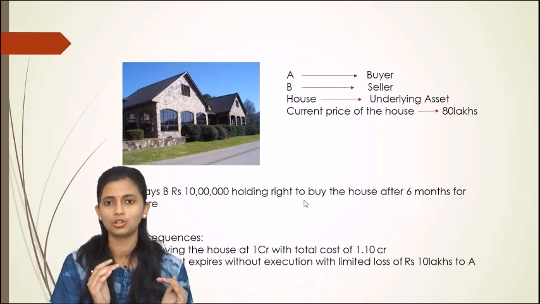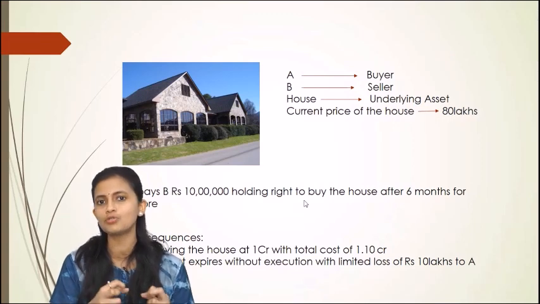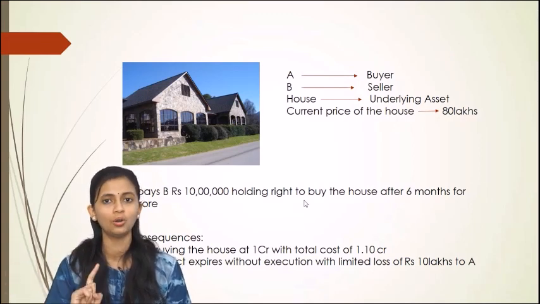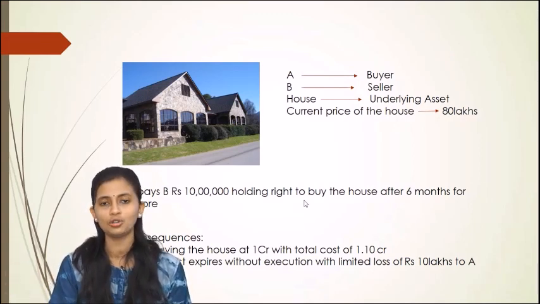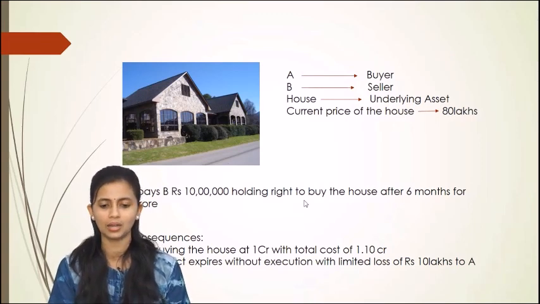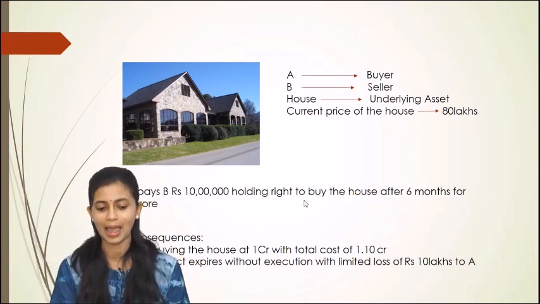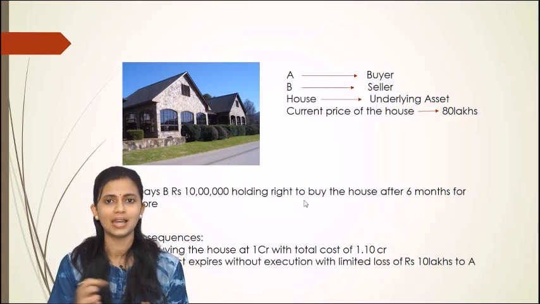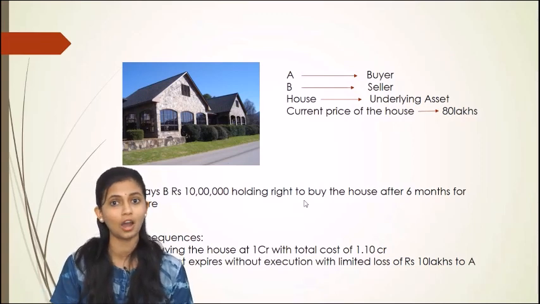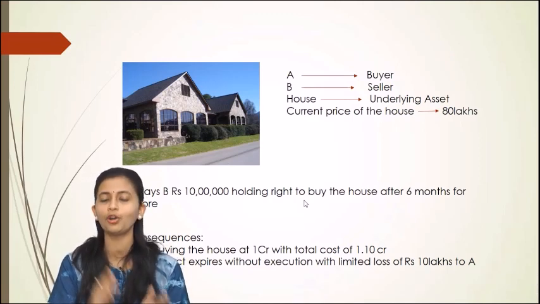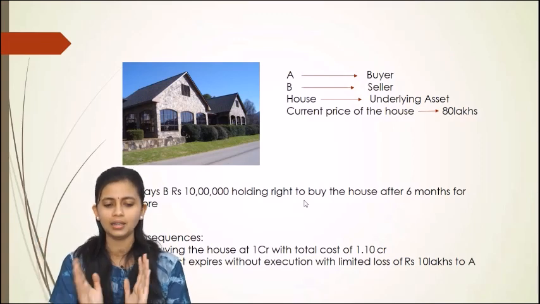So in order to reserve that house for himself, he pays 10 lakhs to the seller, holding the right to buy the house after 6 months for 1 crore. He knows that the value of the house will go above 1 crore, so he wants to reserve that house for himself. Right now the current price of that house is 80 lakhs. So he pays a small amount, 10 lakhs, to get the right to buy that house. He is not buying that house now, but he is entering into a contract with the seller to buy that house after 6 months for 1 crore. For getting that right, he is paying 10 lakh rupees.